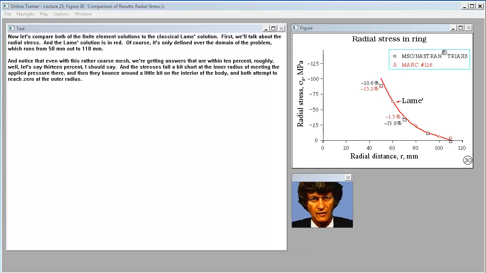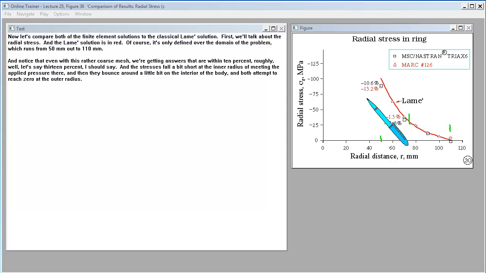Now let's compare both of the finite element solutions to the classical LeMay solution. First, we'll talk about the radial stress, and the LeMay solution is in red. Of course, it's only defined over the domain of the problem, which runs from 50 millimeters out to 110 millimeters. And notice that even with this rather coarse mesh, we're getting answers that are within 10% roughly. Well, let's say 13%, I should say. And the stresses fall a bit short at the inner radius of meeting the applied pressure there. And then they bounce around a little bit on the interior of the body, and both attempt to reach zero at the outer radius.